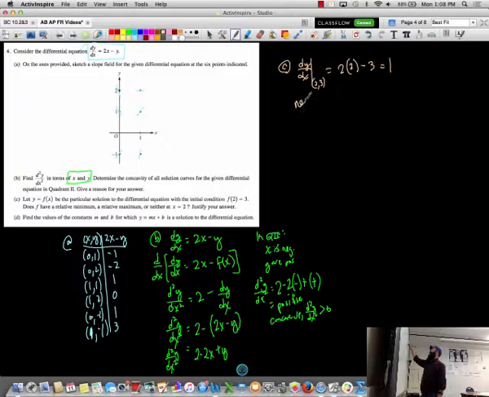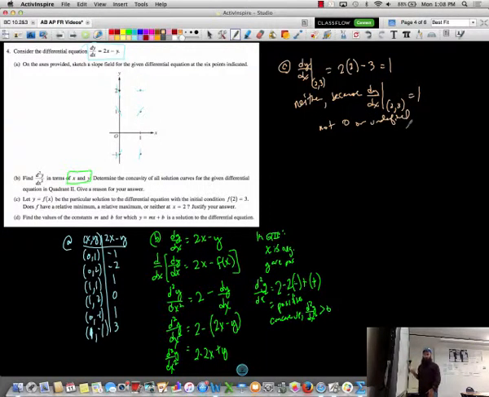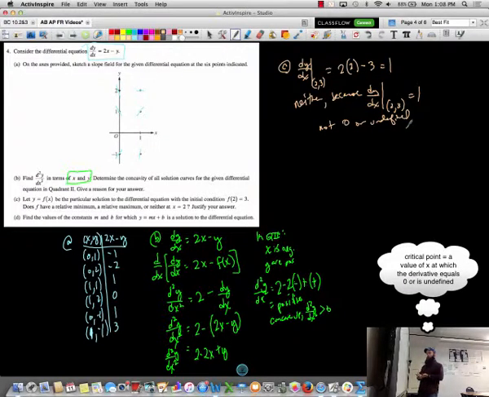So this is neither, because the derivative at that point equals 1 and is not 0 or undefined. In other words, this isn't a critical point, because that's what the definition of a critical point is, right?